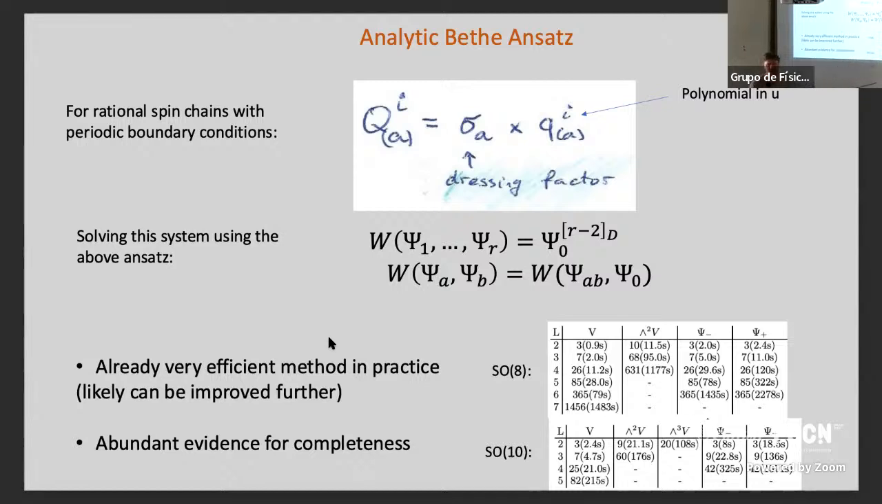Why SO8? Because SO6 is the A series, so SO8 is the first example where it's really the D series. And if you ever try to solve Bethe equations, you know that this lets you do, by an order of magnitude, more than solving Bethe equations directly. These are solutions in algebraic numbers of Bethe equations using this technology. So we can do length 7 in the vector representation and find 1456 solutions in half an hour to an hour. This is how efficient the method is, and this is a practical application.